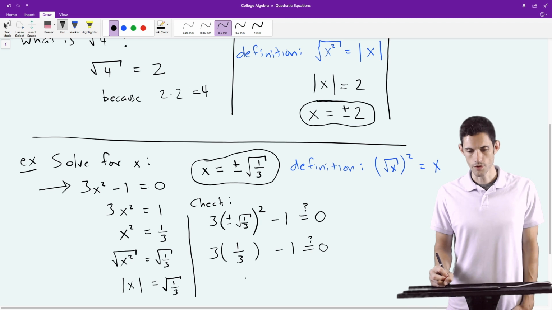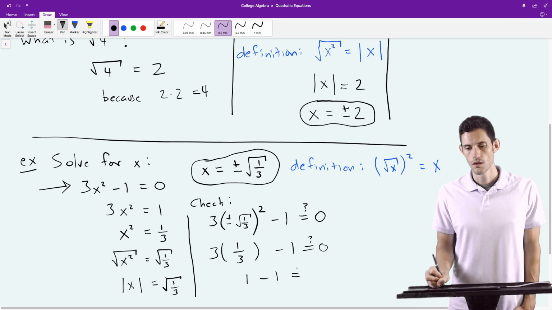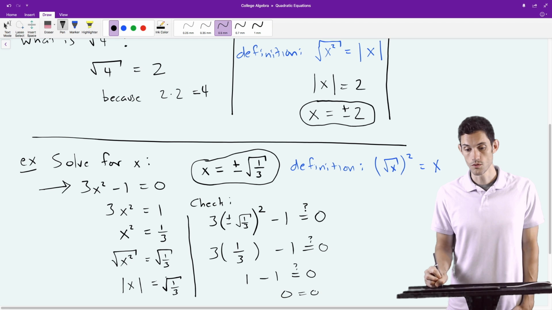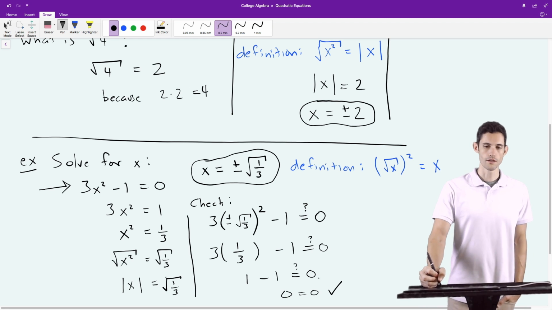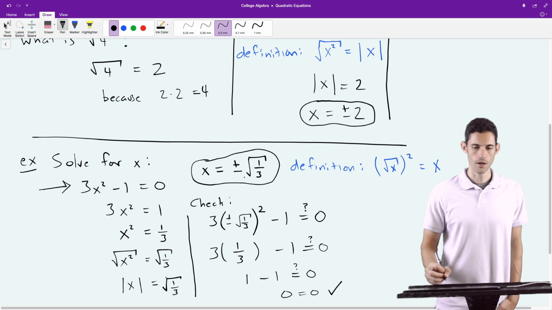So 3 times 1/3 is 1. Now I'm starting to get pretty confident. I got 0 is equal to 0, and that is true. So I'm happy with my answer there. X is equal to plus or minus the square root of 1/3.